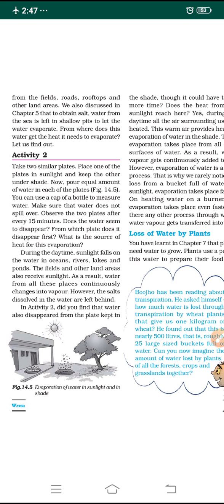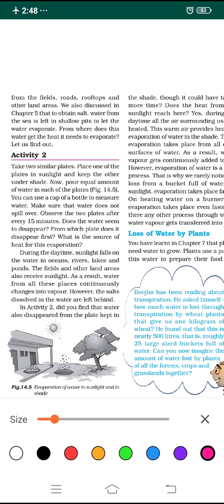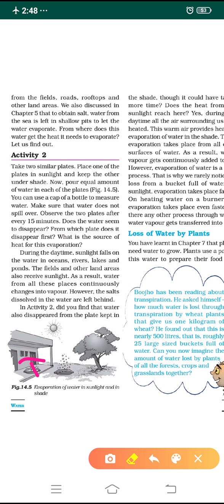Now pour an equal amount of water into each of the two plates, the one kept in the shade and the one kept in the sun. Here you can see in the diagram, this plate is kept under the shade because there is a roof, and this plate is kept under the sun. Now observe carefully.